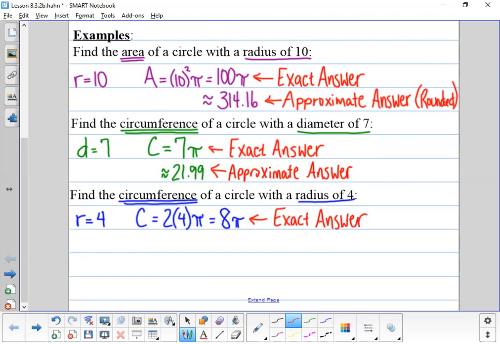If I want my approximate answer, I put 8 times pi in my calculator, and I get that it is approximately 25.1327, so that would round to 25.13. And there is my approximate answer.